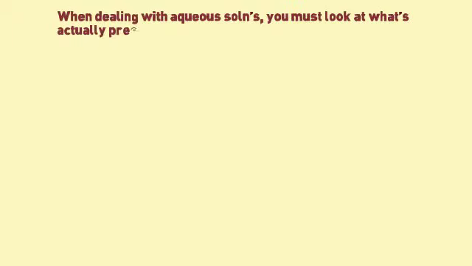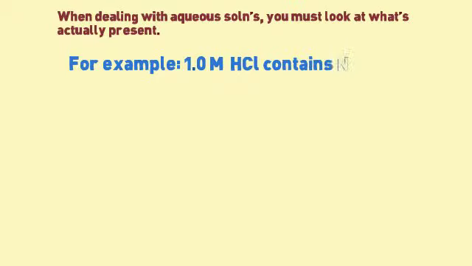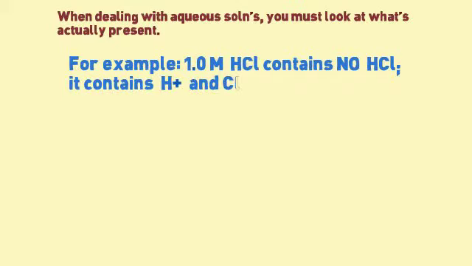But when you're dealing with aqueous solutions, you have to look at what's actually there. That's the issue. Is it a strong acid? Is it a weak acid? What is it? So, for example, if we look at hydrochloric acid as an example, 1.0 molar hydrochloric acid is a strong acid. There's actually no HCl. It all dissociates, every single one of them. That's what makes it a strong acid. So when you put it in water, it's all dissociated.